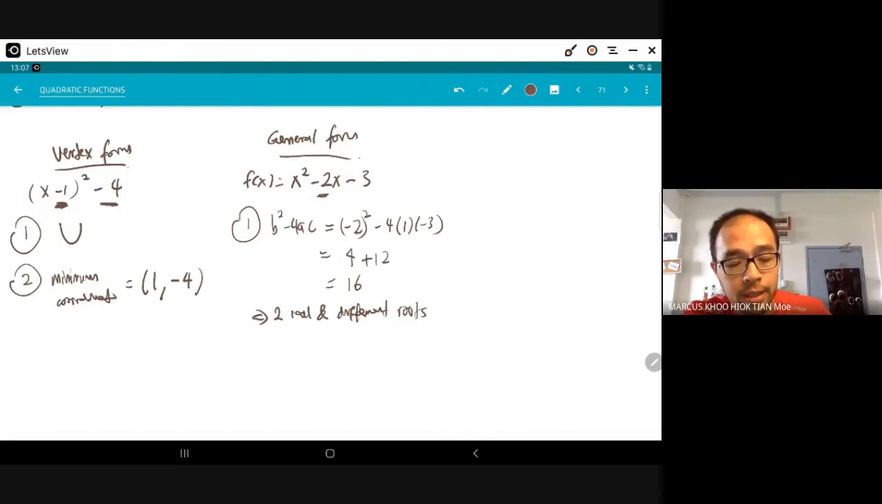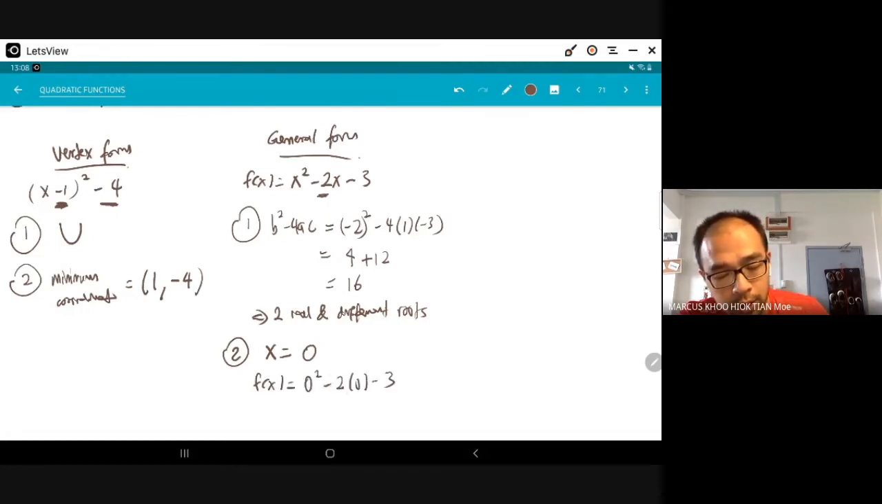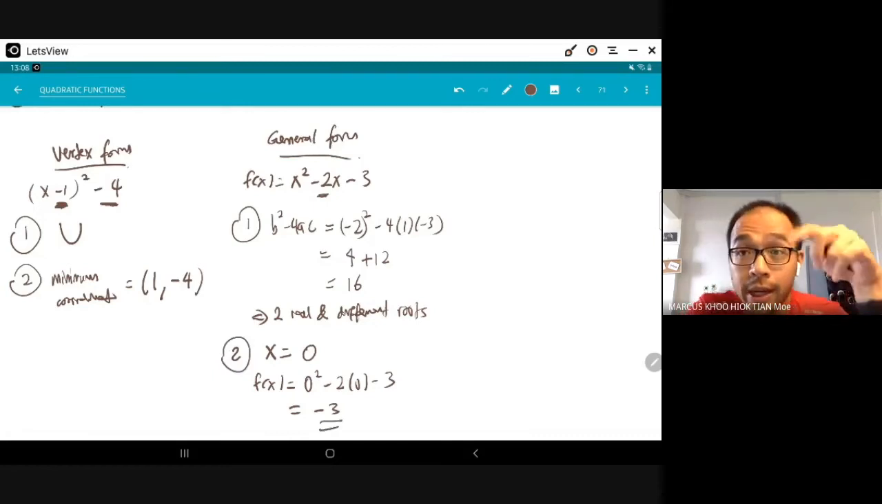Okay, then the second one is we want to find the y-intercept. Y-intercept is when x equals 0. When x equals 0, we substitute: f(x) equals 0 squared minus 2 times 0 minus 3, we will get minus 3. Okay, so the y-intercept coordinate is negative 3. It will cut the y-axis at negative 3. Very important.